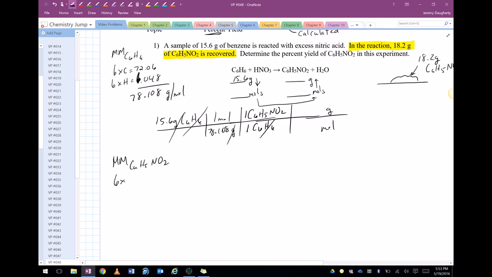Right. So it's 6 times carbon, 5 times hydrogen, 1 nitrogen, and 2 times oxygen. So that's 32. That 1 nitrogen is 14.01. The 5 times hydrogen, 5 times 1.008 is 5.04. And then the 6 times 12.01 is 72.06. So let's add all those together. And I get a value of 123.11, that's grams per mole.